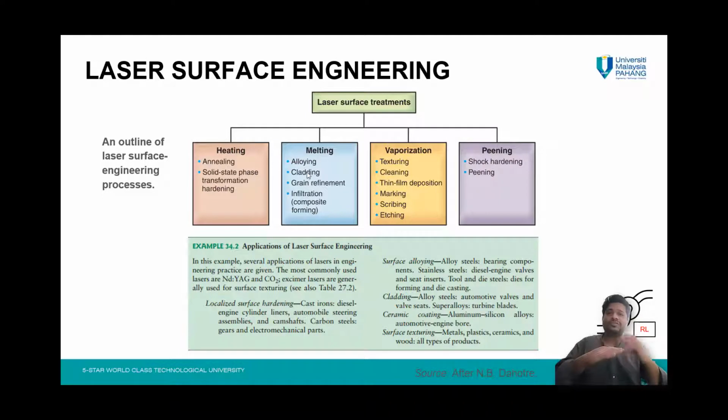I will put some videos for you to visualize how laser cladding or laser composite surfacing or laser melting is carried out. Then we can do laser vaporization, like physical vapor deposition can be done with the help of laser also, where you use laser to evaporate the target material. Then we've got shock peening. What you saw earlier was that laser shock peening is also carried out.